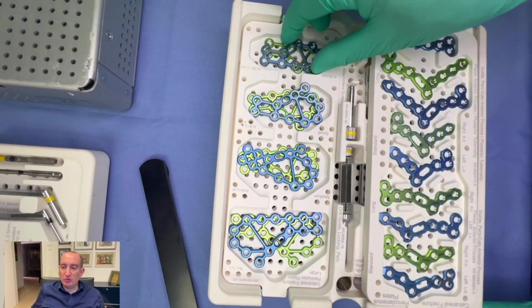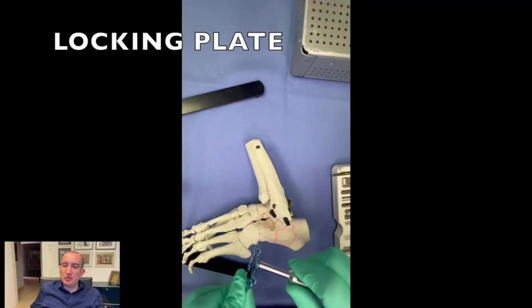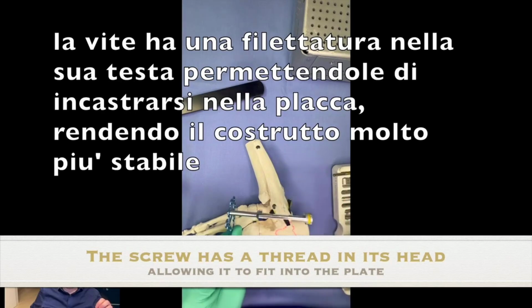These plates are angularly stable, also called locking plates, meaning they are threaded inside. The drill guide is screwed into this thread, preparing the seat for the screws. Once inserted into the hole, they will fit extremely securely inside the plate.